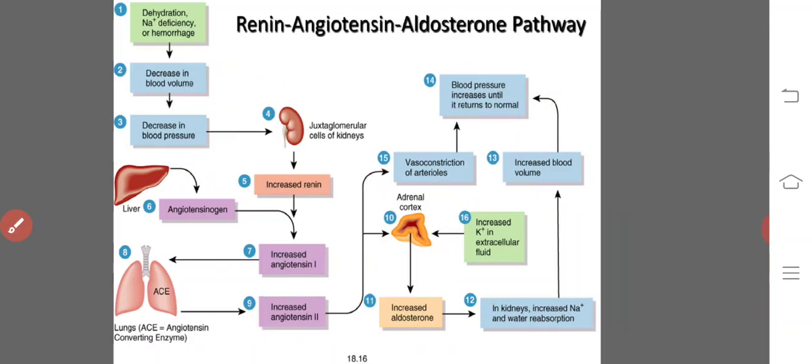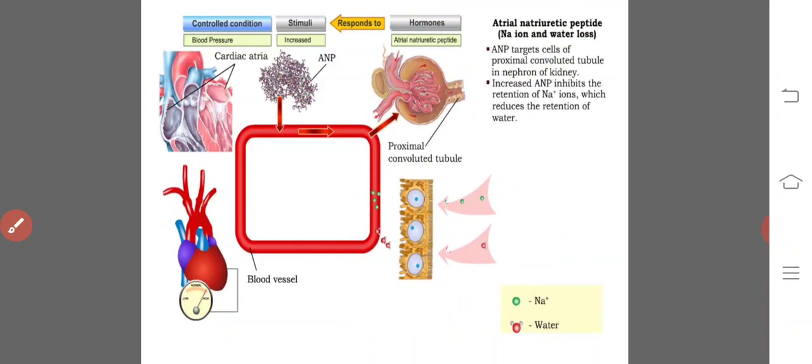Then come to the third one, the atrial natriuretic peptide or atrial natriuretic factor. This atrial natriuretic factor is produced by the heart, and it acts upon the kidney at the third stage. Whenever there is more BP in the blood vessels, more blood in the body, in the tissues, then what happens? The natriuretic peptide is produced from the heart by the stimulation of more BP.